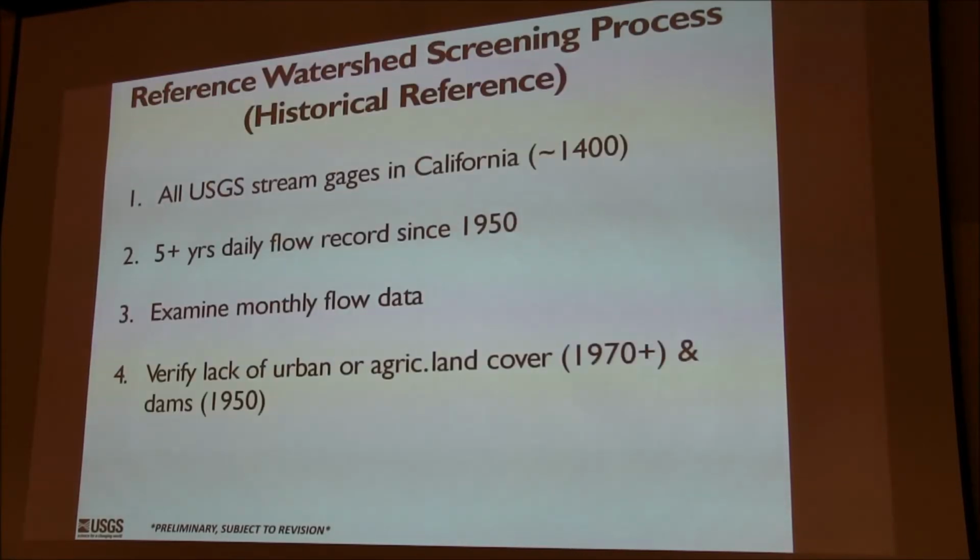So this first sort of data mining exercise, if you will, we screened the potential 1,400 gauges around the state. We looked for sites that had 5 or more years of data since 1950. We examined the monthly flow data. And then we verified the lack of any major land use in terms of urban or ag, or any hydrologic infrastructure in terms of dams in the watershed.